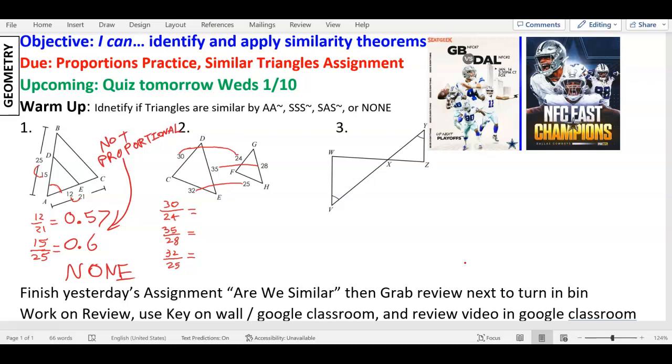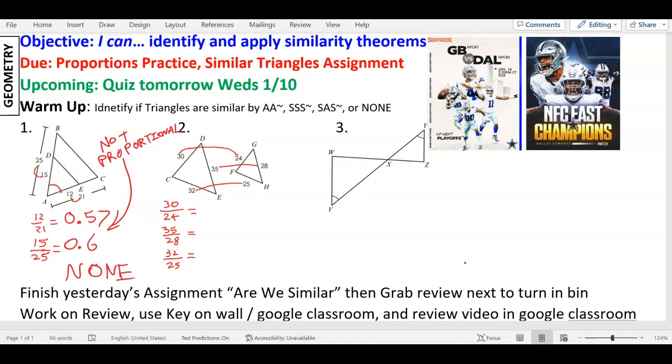All right, number two. Now what does 2 look like? I have all three sides labeled. So if all three sides are labeled, it could be SSS. It could be. But you can't just write SSS. You got to show me that all three fractions give you the same numbers. So do you see how I made these fractions? I made the connections. I wrote them down. And now, let's see if they give me the same numbers.